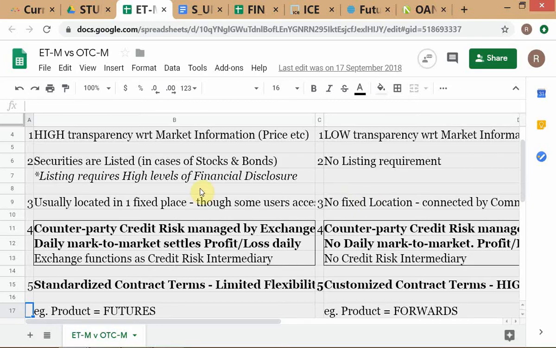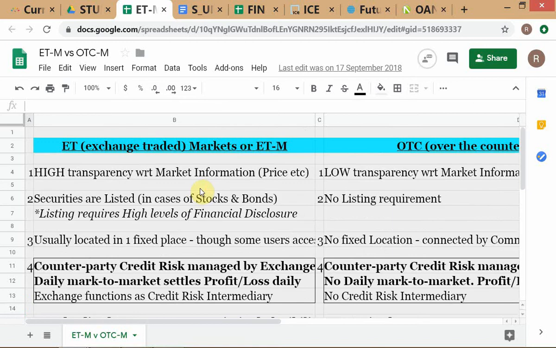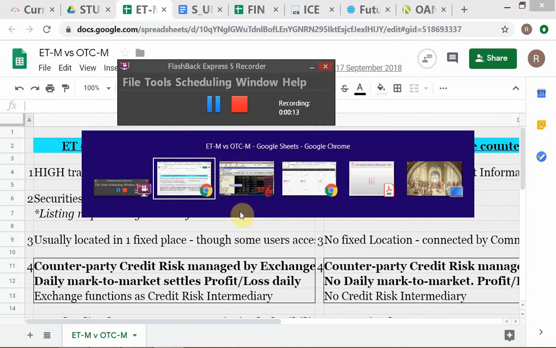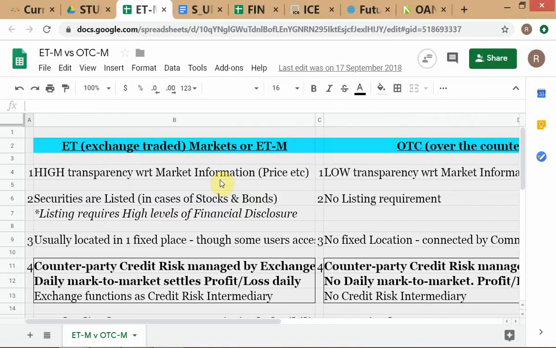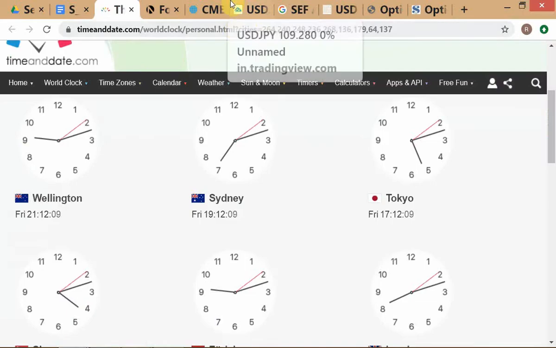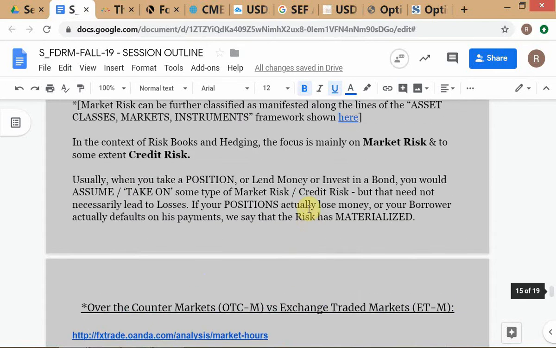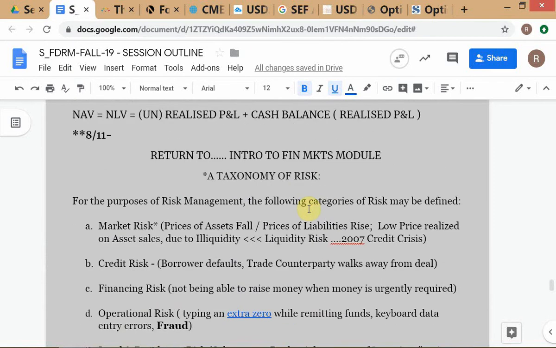Okay, so let's go to our new topic. Before we go to exchange traded markets versus OTC markets, I have to discuss another topic, the one that precedes this, because we'll be discussing this topic in that. So let's look at your notes. Everything is pasted into your notes already. Okay, this is the topic that we need to cover.